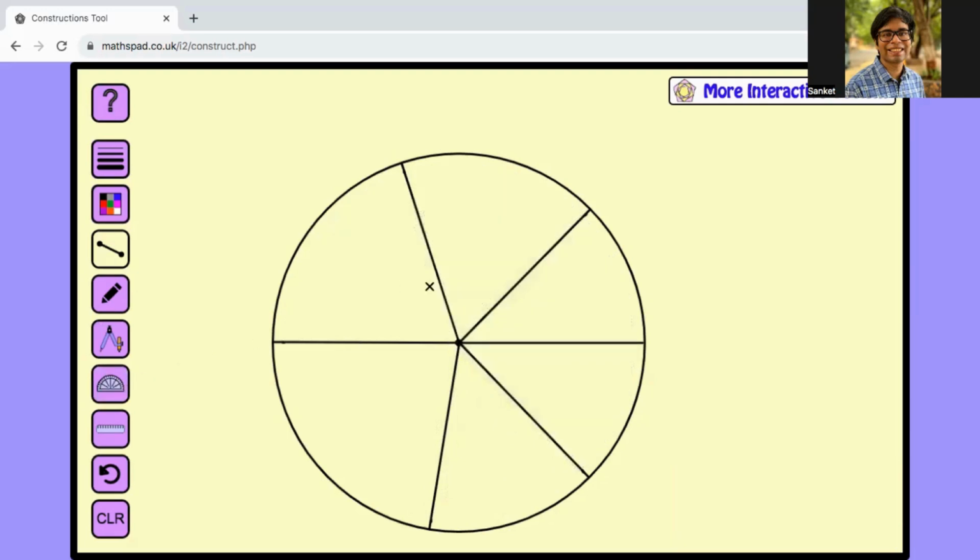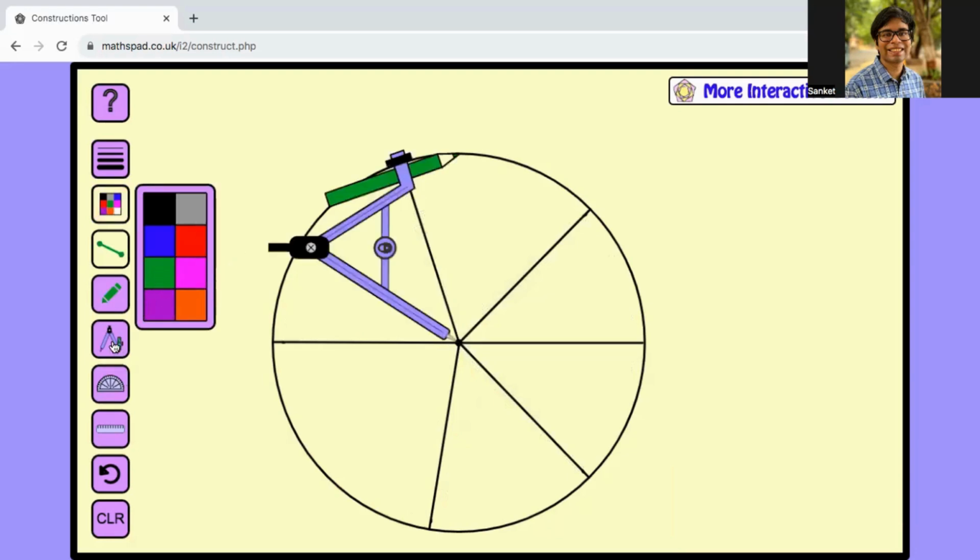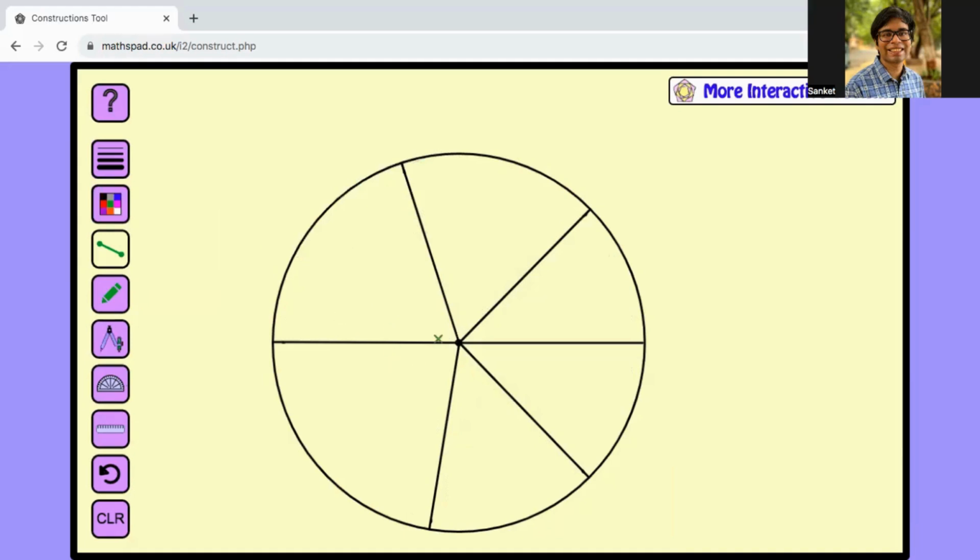So I'm going to keep the protractor away. Now I need to label everything. I will label this angle as 45 degrees. And most importantly, mark the sector as English. Then I'm going to label this angle as 63 degrees and mark this sector as Marathi.